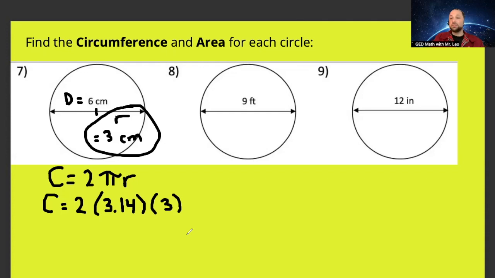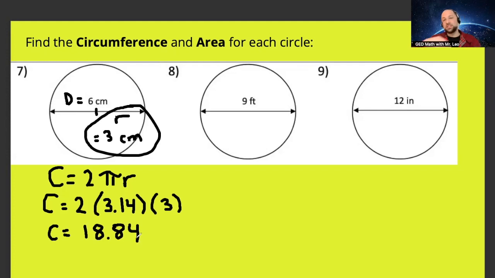Grab your calculator, type it in. 2 times 3.14 times 3. I got 18.84. All right. Wait, didn't we see that number before? 18.84? And the answer, yes, we did. We did see that before.